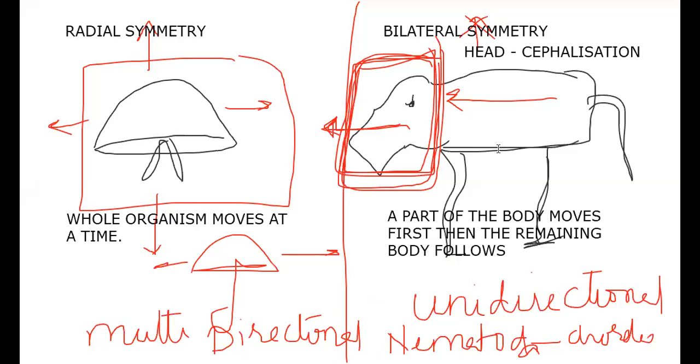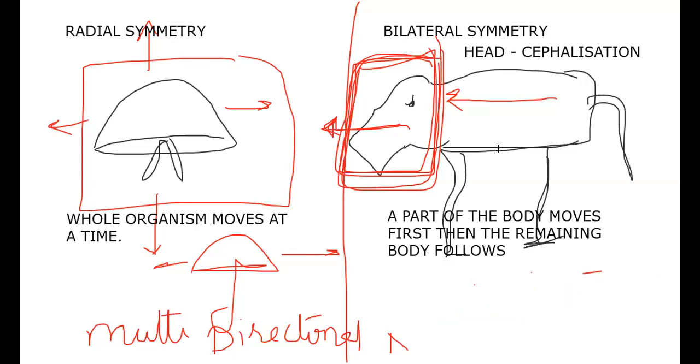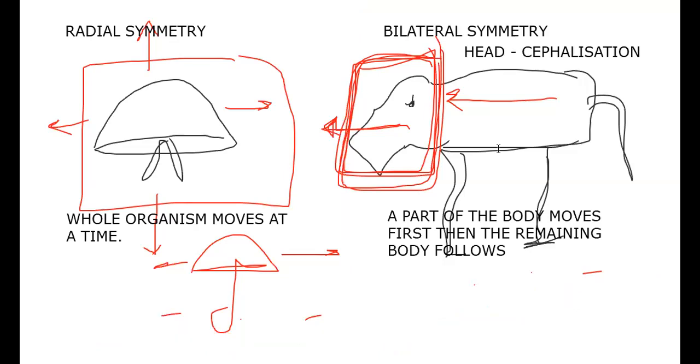But what is the base for all these? How is the head formed? In a bilaterally symmetrical animal, the speciality is that a part of the body moves first and the remaining body follows. We call that unidirectional movement.